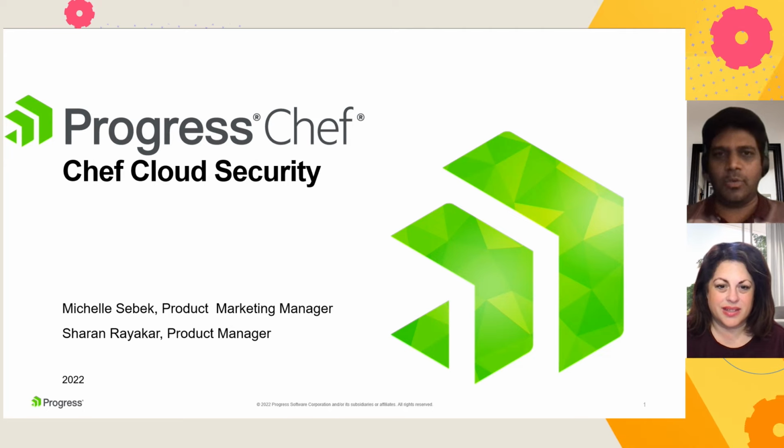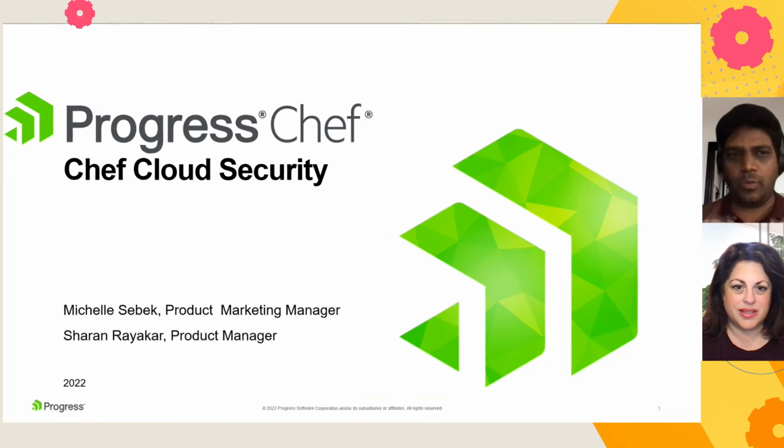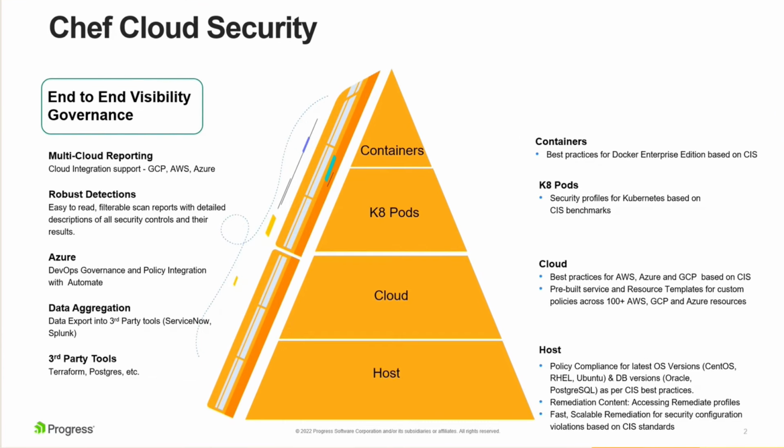But before I dwell into the demo, let me walk you through what exactly is Chef Cloud Security. Chef has been a pioneer in ensuring security and compliance for a whole bunch of host systems. We cover a broad range of applications, databases, as well as operating systems. But with Chef Cloud Security, we are entering into the cloud foray, providing best practices for all major cloud providers: AWS, Azure, and GCP. Enterprises can also build their own custom policies besides the CIS benchmarks that we provide out of the box.